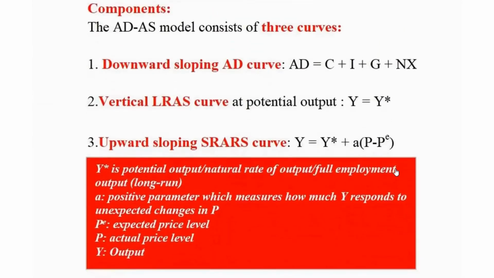Now let's move on to the components of our AD-AS model. The AD-AS model consists of three curves. We will have a downward sloping AD curve given to us as Y_AD is equal to consumption plus investment plus government spending plus net exports.